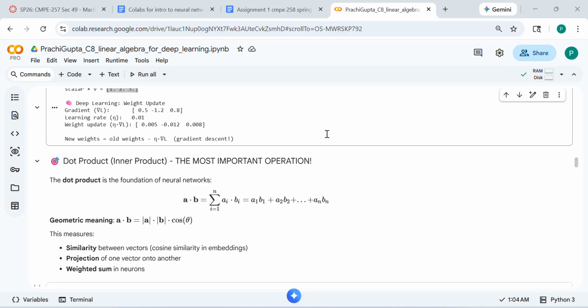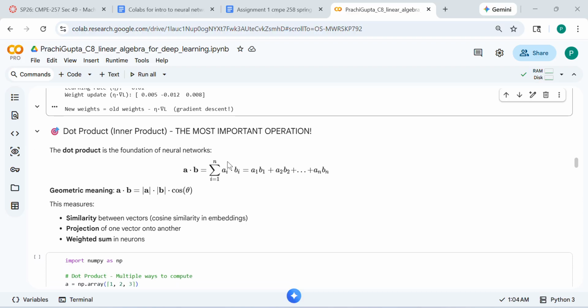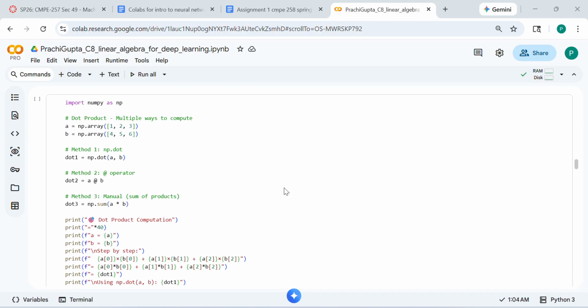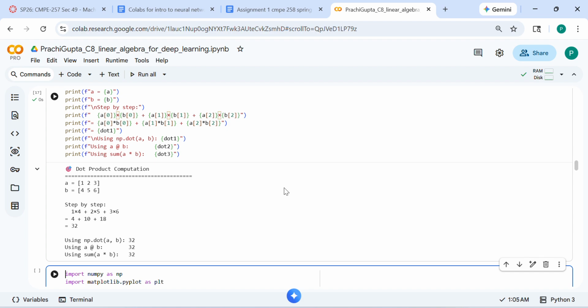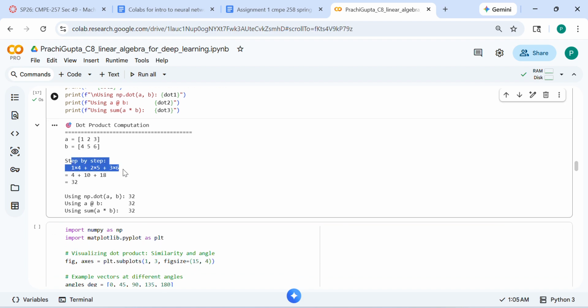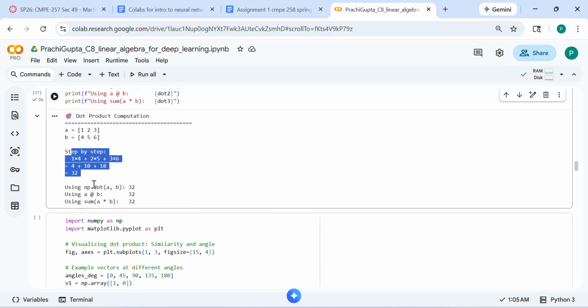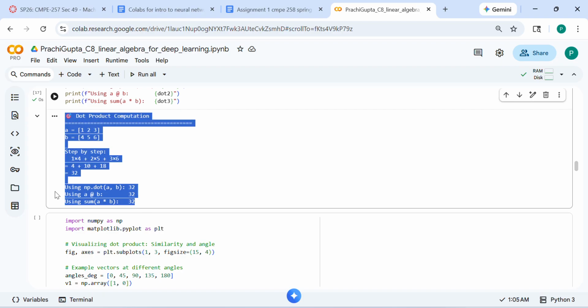Now moving towards the dot product, which is our heavy lifter. Beyond neuron activation, we can use it for cosine similarity to see how closely related two embeddings are. It's how a model knows that king and queen are similar concepts. So let me just run this. It's step by step details. We can see A and B are matrices. Step by step we'll multiply and then add the products. So using the dot operator, using @, using multiplication, all give the same output.